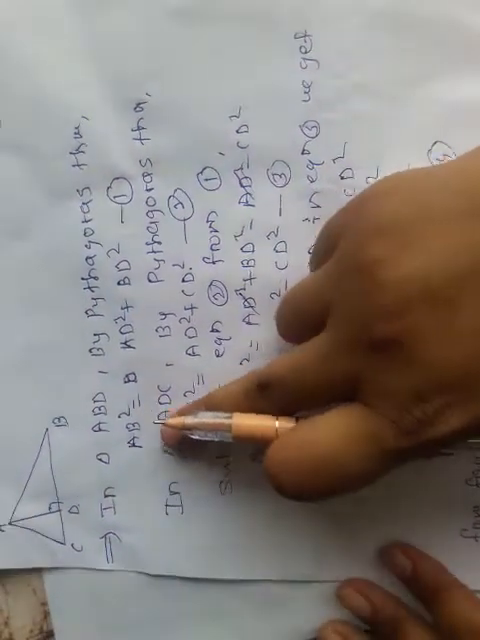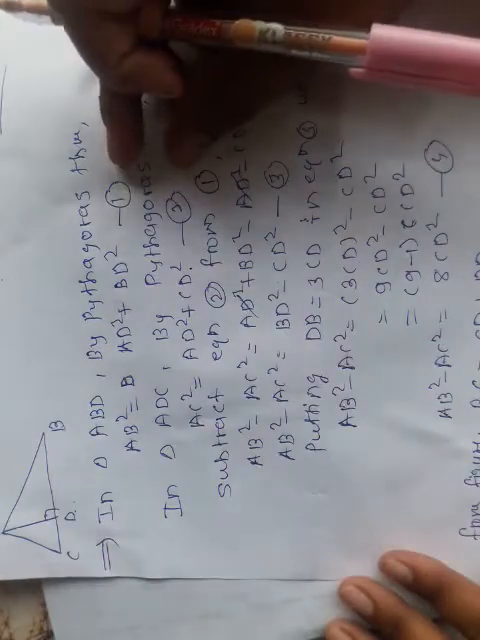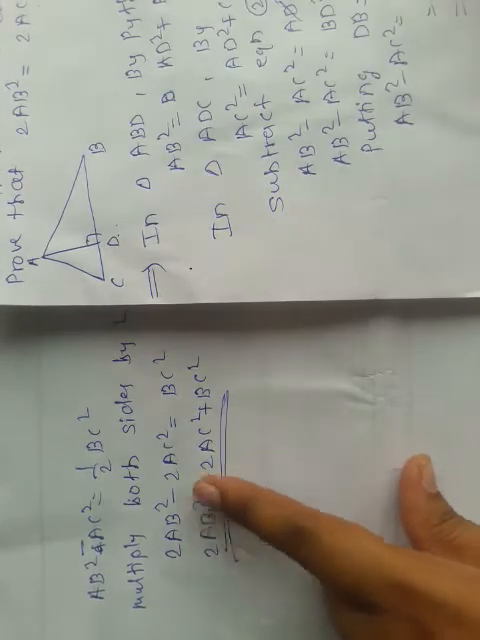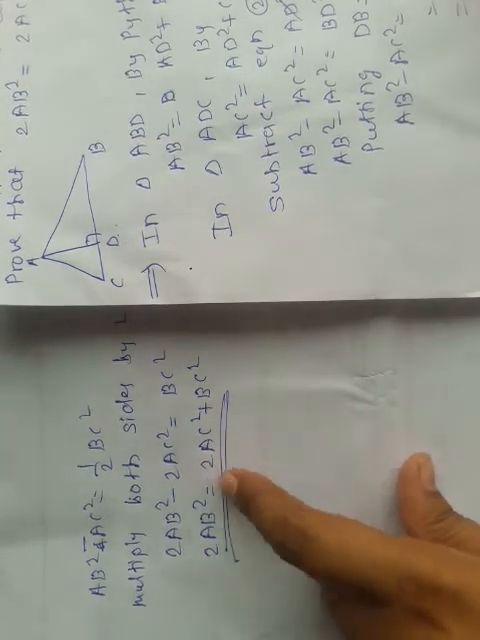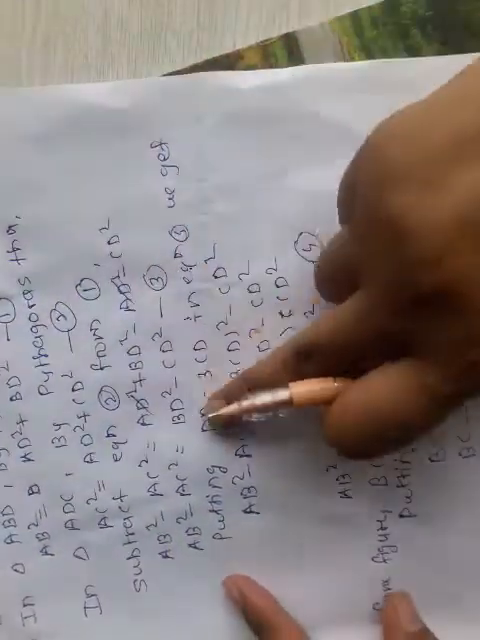So first we take triangle ABD. From this triangle we get AB square. From triangle ADC we get AC square. Now subtract both these equations. Why are we going to subtract them? In this solution you can easily observe that after transposing, it became positive, so we have to subtract them. After subtracting we get equation 3.